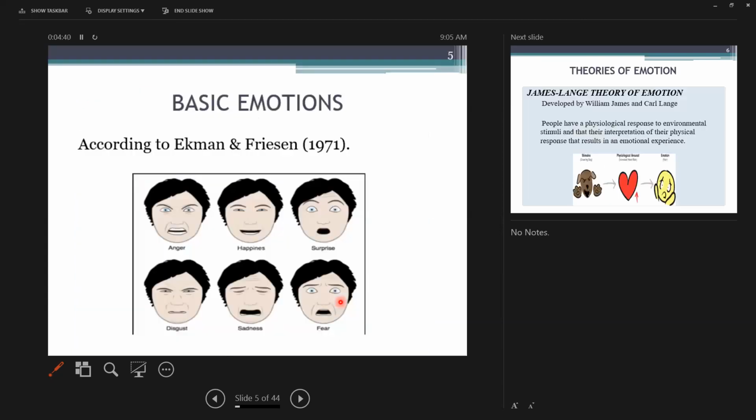Now, according to Ekman and Friesen, we have 6 basic emotions, which include happiness, sadness, anger, fear, surprise, and disgust. Now, these basic emotions are universal, but they can also vary in terms of culture. For example, in one culture a food is considered a delicacy, but in another culture, the same food may be revolting.